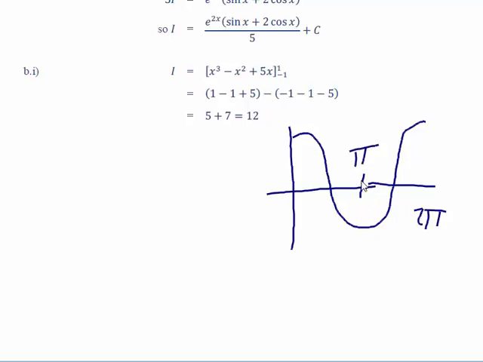So the cos from 0 to pi is going to have this area here and this area here. The two areas are the same. This is a positive quantity and this is a negative quantity. So that integral is going to give us 0. So what we do is we take the integral from 0 to pi over 2 and we double it.